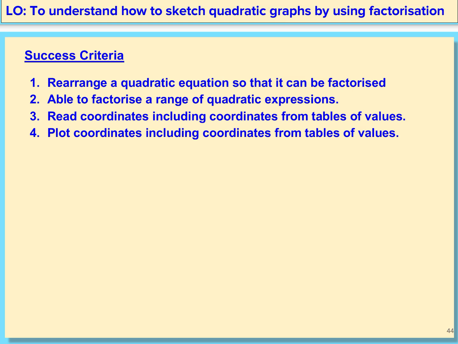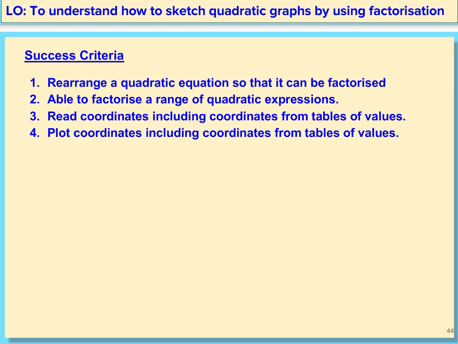The learning objective is to understand how to sketch quadratic graphs by using factorization. The success criteria is as follows. 1. Rearrange quadratic equations so that they can be factorized. 2. Able to factorize a range of quadratic expressions. 3. Read coordinates, including coordinates from a table of values. And finally, 4. Plot coordinates, including coordinates from a table of values.